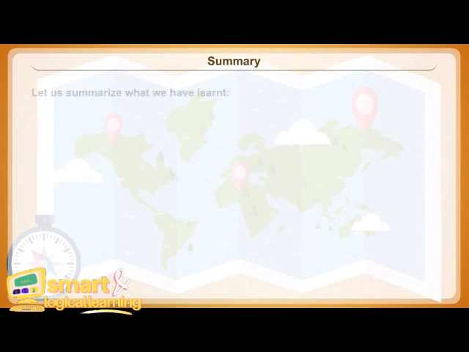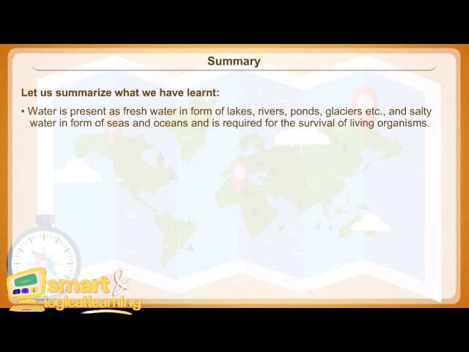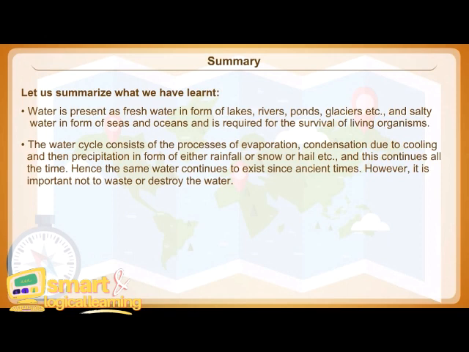Summary. Let us summarize what we have learned. Water is present as fresh water in form of lakes, rivers, ponds, glaciers, etc., and salty water in form of seas and oceans, and is required for the survival of living organisms. The water cycle consists of the processes of evaporation, condensation due to cooling, and then precipitation in form of either rainfall or snow or hail, etc., and this continues all the time.